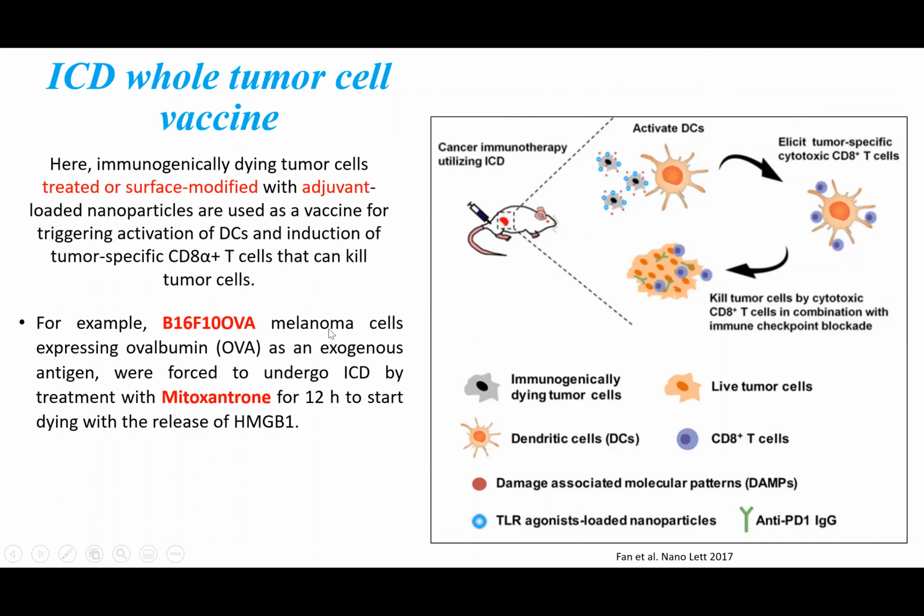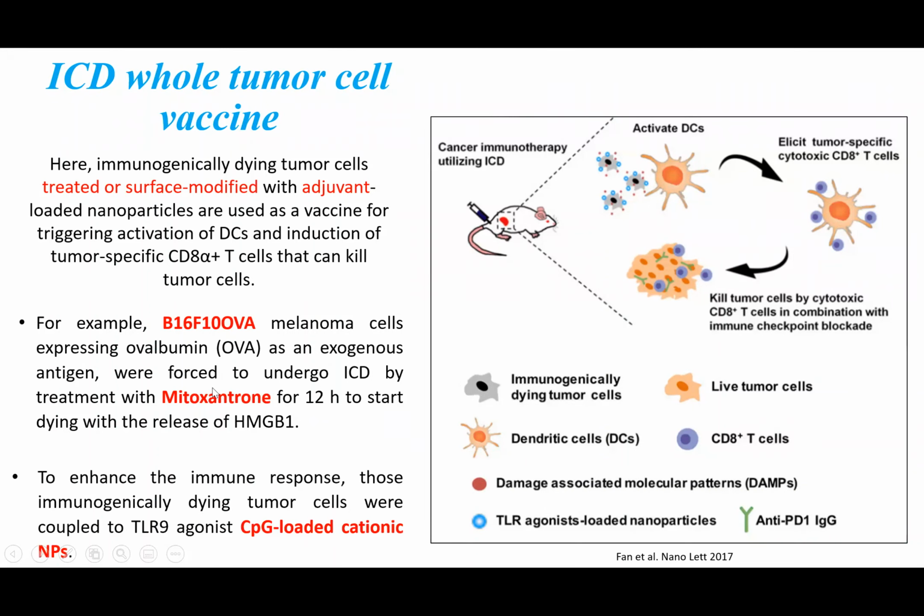So, for example, melanoma cells B16F10 expressing ovalbumin as a model antigen were treated with mitoxantrone for 12 hours to induce immunogenic cell death and help release of DAMPs. Then these cells were coupled chemically to nanoparticles. These nanoparticles are loaded with the toll-like receptor agonist CpG as an adjuvant to help enhance the activation and maturation of dendritic cells. So in this strategy, mice were injected with cancer cells.